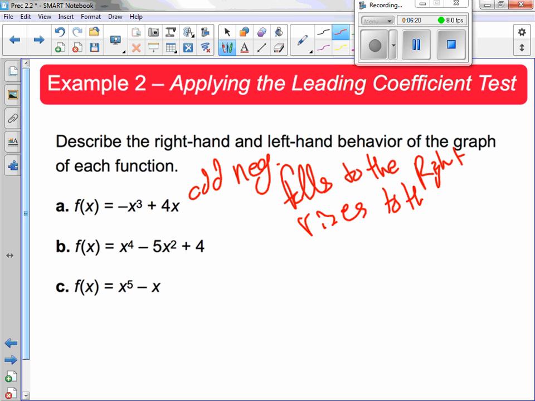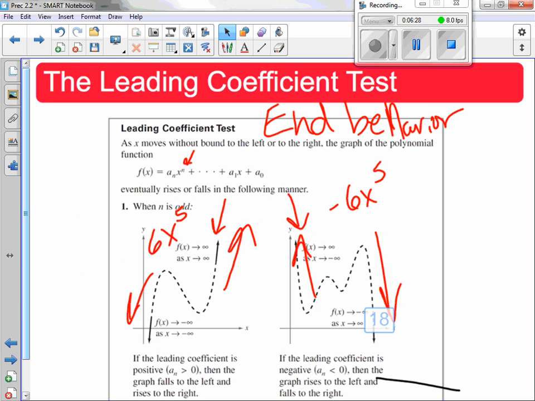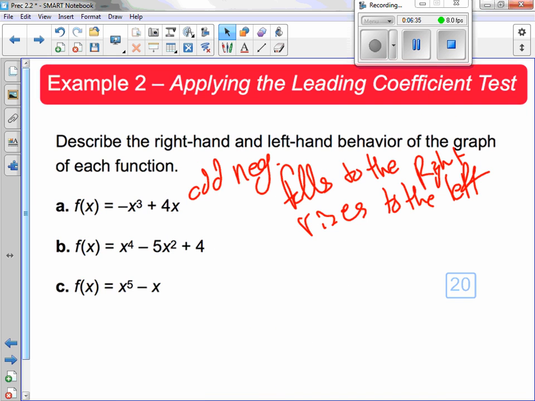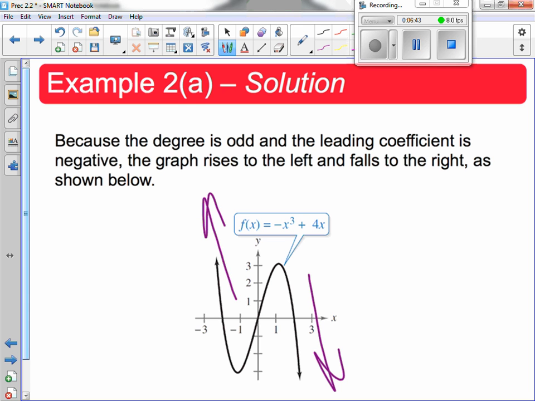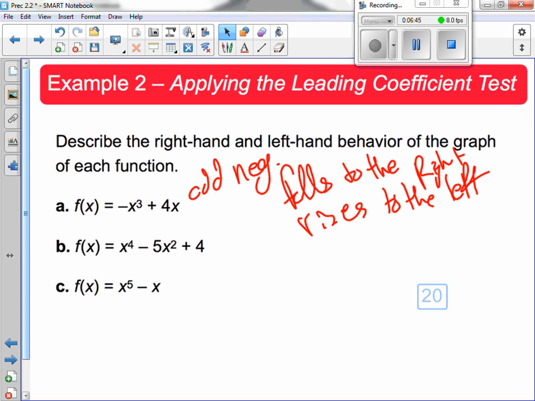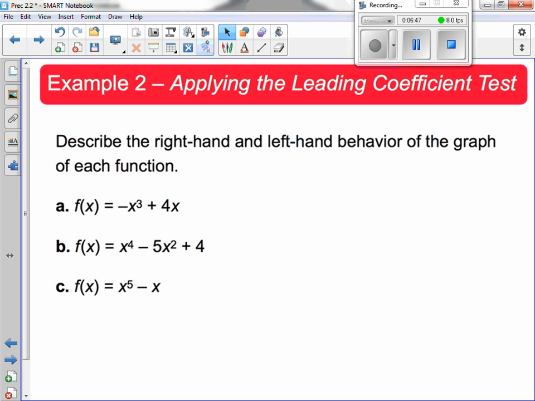Rises to the left, falls to the right. So we can go back to odd negative: rises to the left, falls to the right. Let's see here. And there's the graph. Rising to the left, falling to the right. So that's the first one.